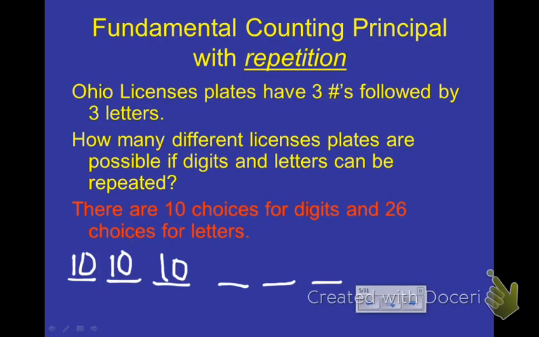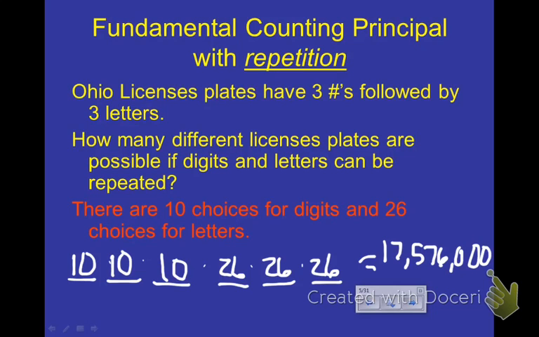Now, on the second 3, it's a letter, sorry. And for the first one, I could have A through Z, which is 26. Second one, if I have an A, I can have an A again, which is 26 again. Third one could also be 26, so they could all be 26 of the different letters there. Well, all I do now is fundamental counting principle. I multiply my choices. Multiply all 6 of these together, you get 17,576,000 different plates. So there's that many different plates you could possibly have in Ohio. Gets kind of crazy there.